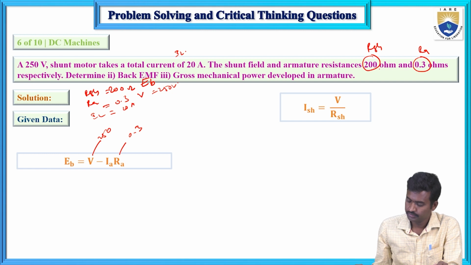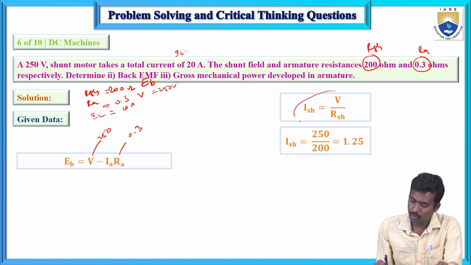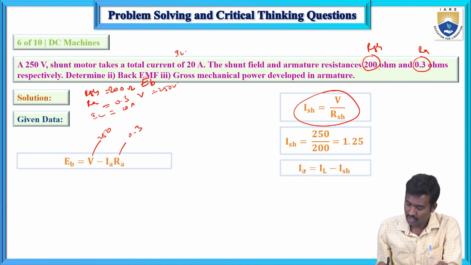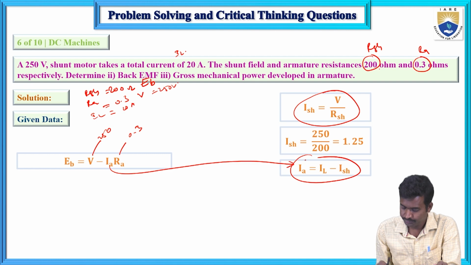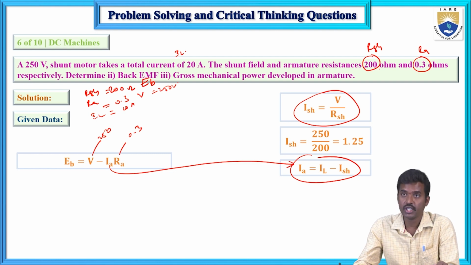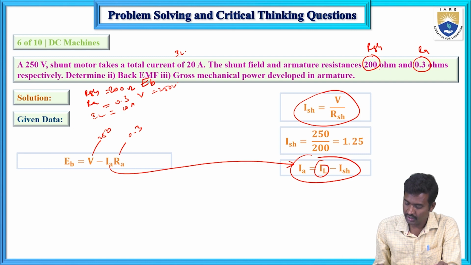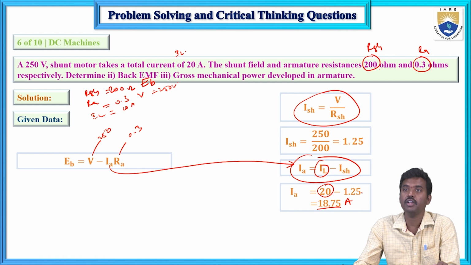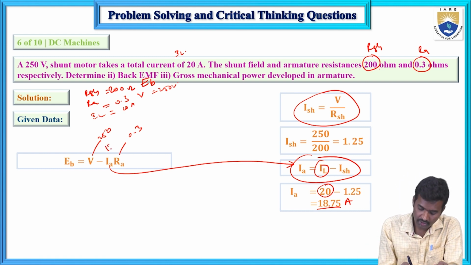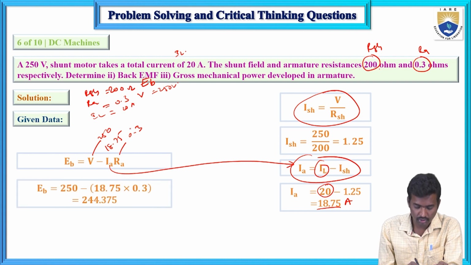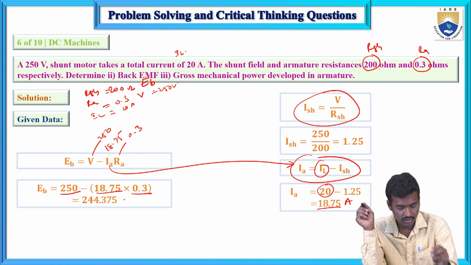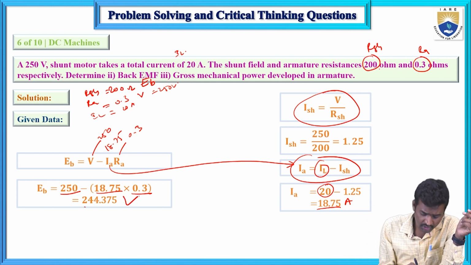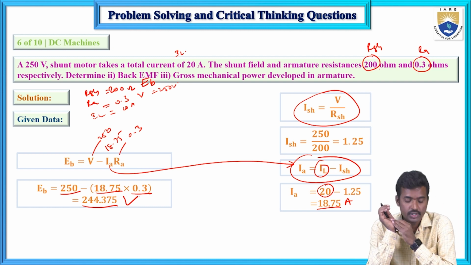Now first ISH. ISH formula, this one, and IA equals IL minus ISH. Last class we discussed this formula, IL minus ISH. Here IL is 20 amps and ISH is 1.25. 20 minus 1.25 is 18.75 amperes. Now substitute 18.75 in this, so 250, 18.75 and 0.3. Now the value is 244.375 volts, that is the back EMF.